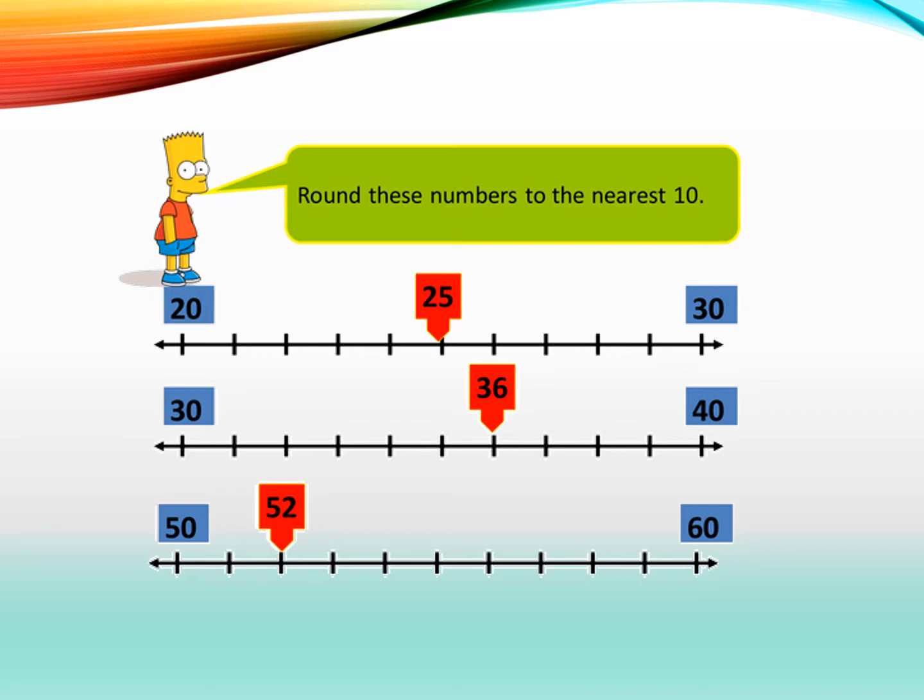Another number like 52. 52 is between 50 and 60. If I want to make an approximation for 52, is it nearest to 50 or 60? Yes, it is nearest to 50. So when I make an approximation for 52, it will be 50. Let's take the last example, 25. 25 is the middle of the number line. It's between 20 and 30. It is nearest to 20 and nearest to 30 at the same time.